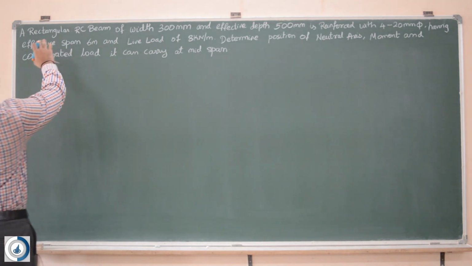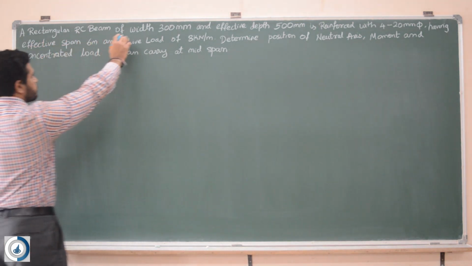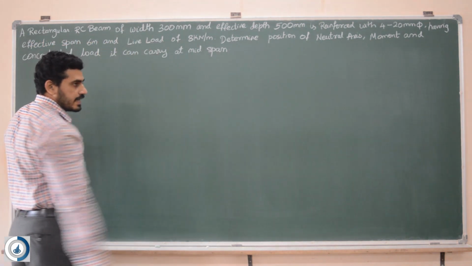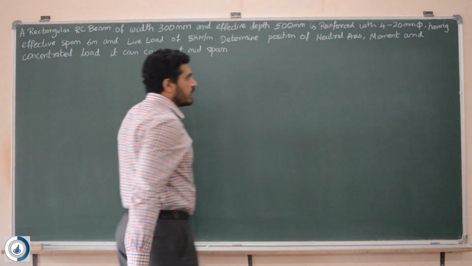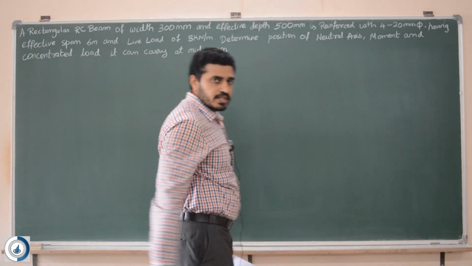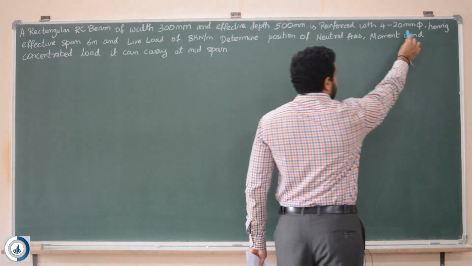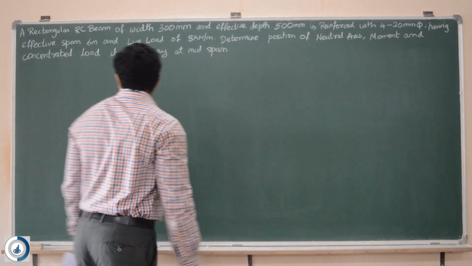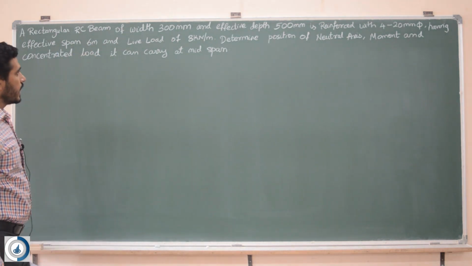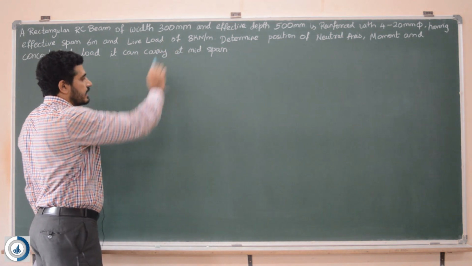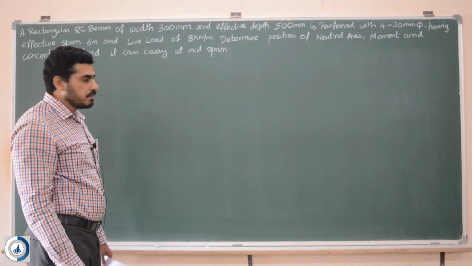The problem given is a rectangular RC beam of width 300 mm and effective depth 500 mm, reinforced with 4 bars of 20 mm diameter. It has an effective span of 6 meters, and the live load it can carry is 8 kilonewton per meter.